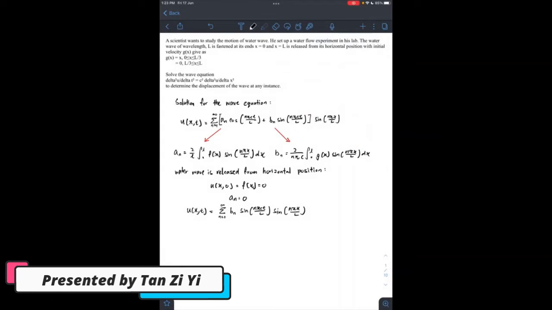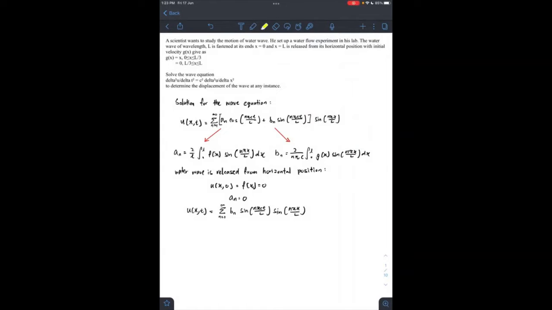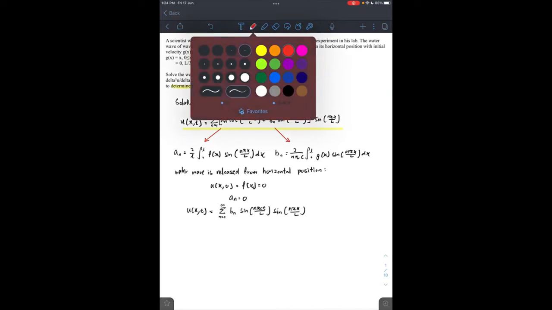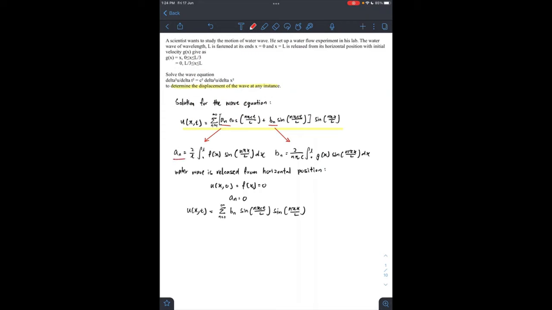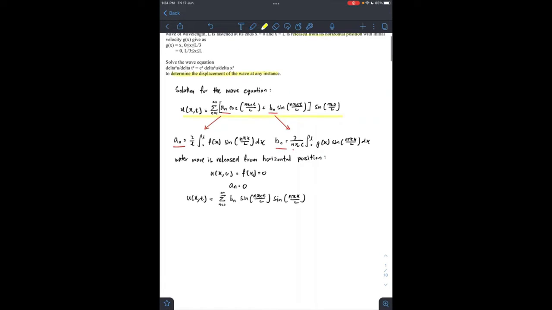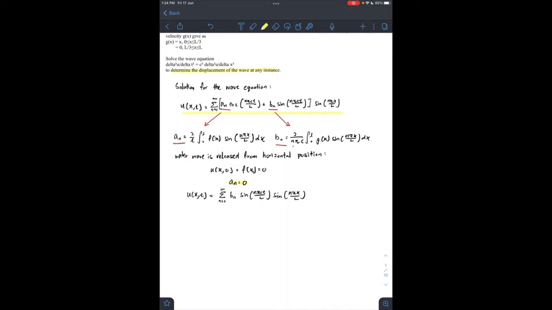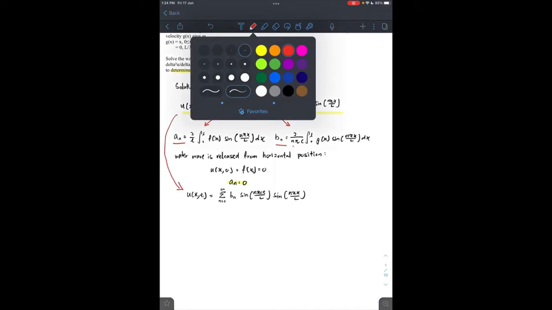Hi, I'm Danzi. I would like to solve this question now, to determine the displacement of the wave at any instant. This is the solution for the wave equation, and from it, what we want to find is A_n and B_n and substitute them in. From this question, the water wave is released from the horizontal position, so this means that A_n is equal to 0. After A_n equals 0, the solution to the equation becomes this, because A_n is equal to 0.